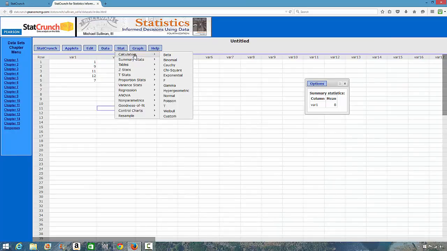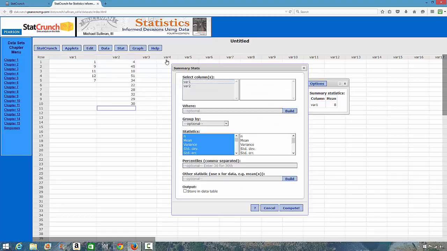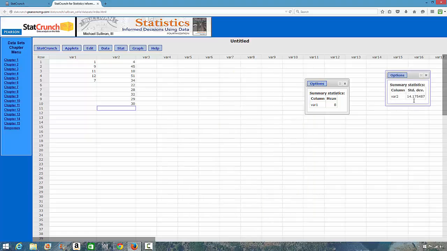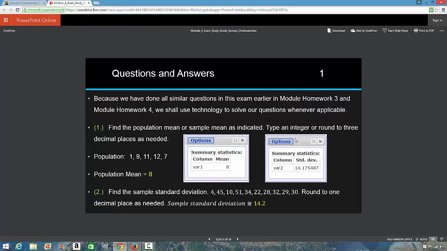If you want to do this by hand, that's fine. If you are doing it by hand, that is okay, but I will also recommend that you use technology as well to check whether what you did by hand was correct. Summary stats, columns. Here we are looking at variable 2, and we just need the standard deviation. That is all we need. And we click compute. So to 1 decimal place, this will be 14.2. That was what we got. Do you get it?